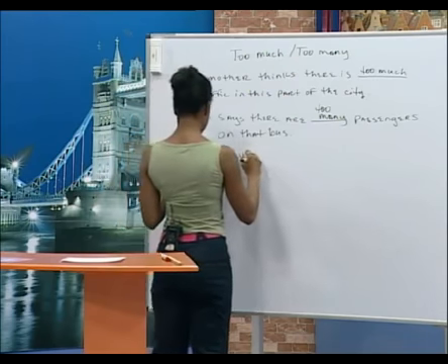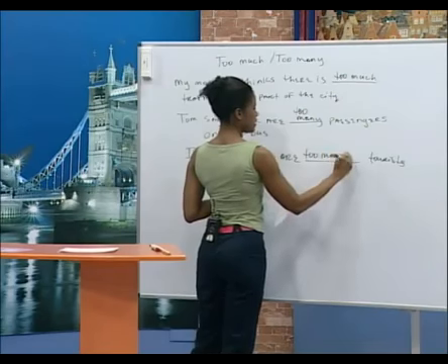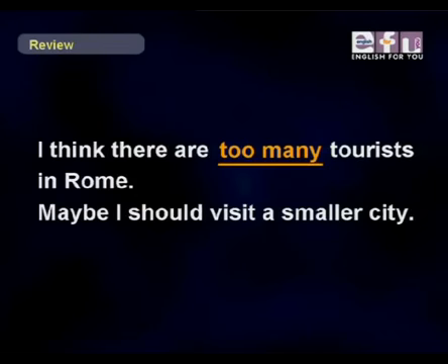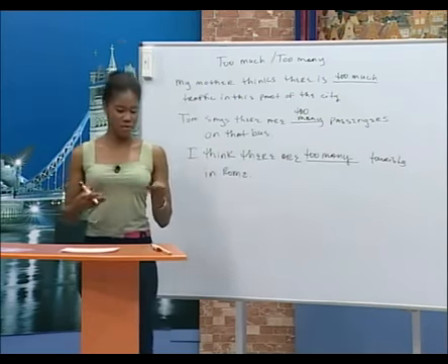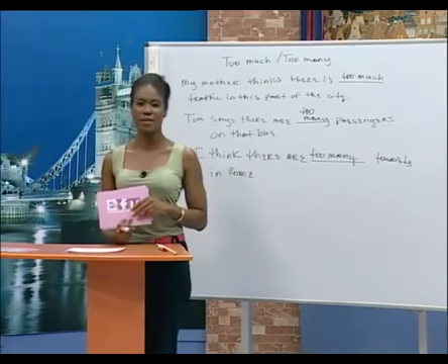Alberto, it's your turn. I think there are tourists in Rome. Maybe I should visit a smaller city. I think there are too many tourists in Rome. All right. You can visit Naples. Okay. I think there are too many tourists in Rome. Good. All right, good advice. Thank you, everyone. Now we have enough time to listen and write.